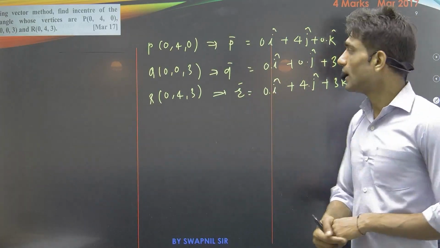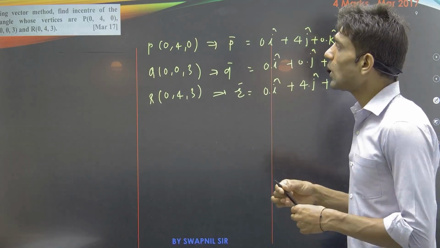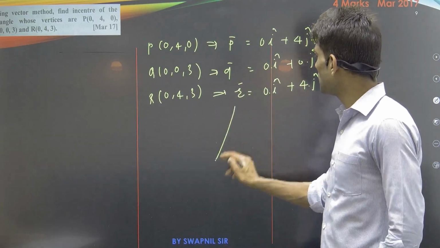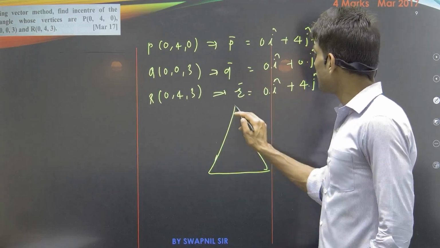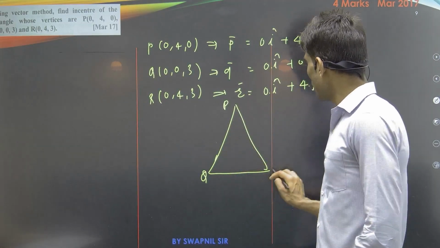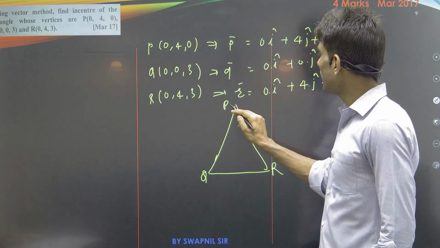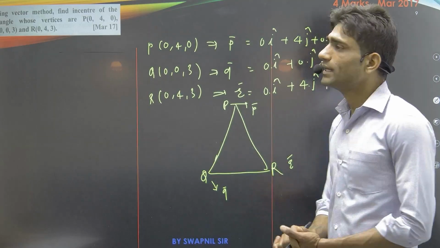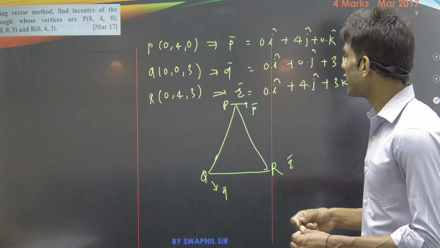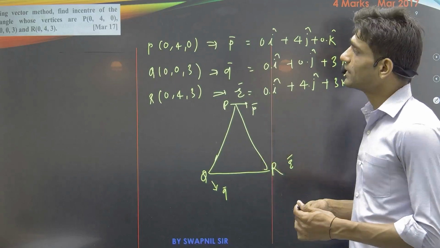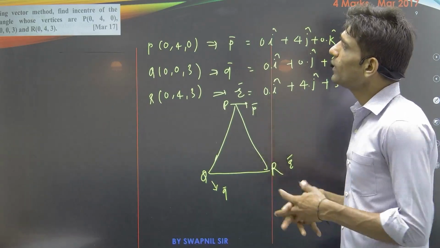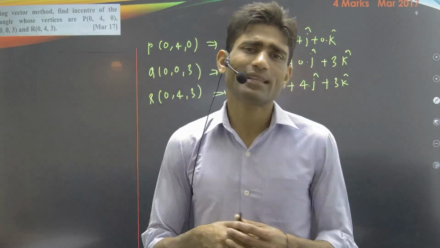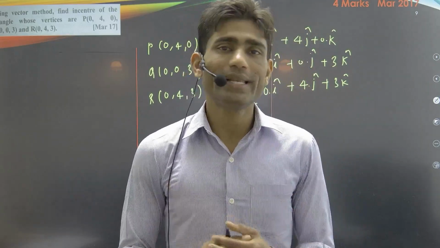Now, using these three position vectors, we plot the triangle. With the vector method, the triangle has vertices P, Q and R, and every vertex has a position vector P bar, Q bar and R bar. What we want is the incenter of the triangle. We find the incenter as we did in our previous example. It is a similar example to that one.